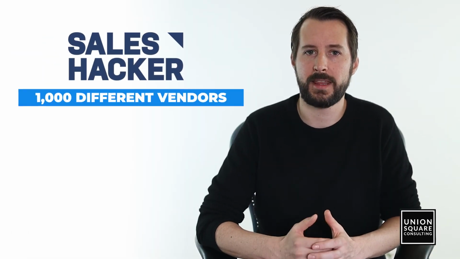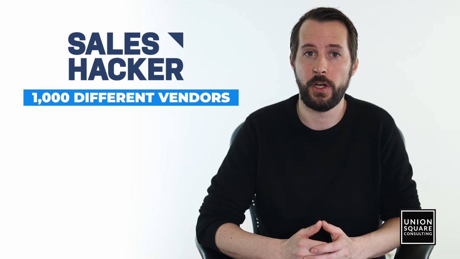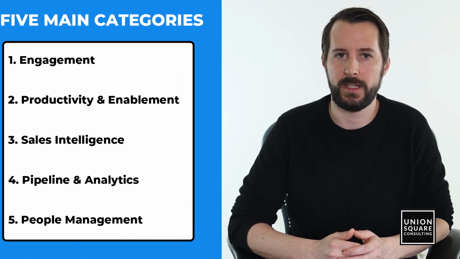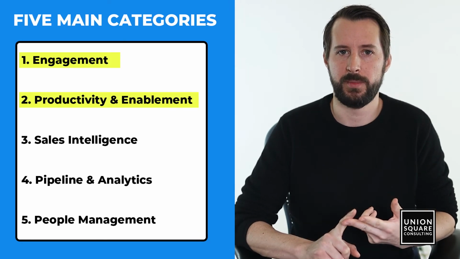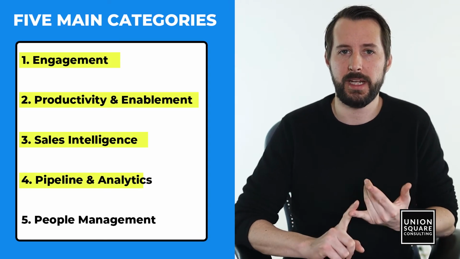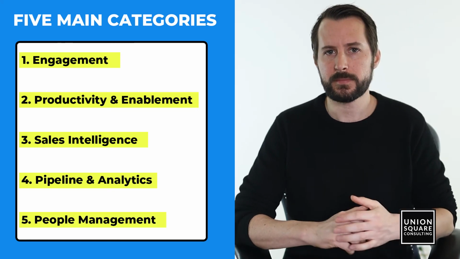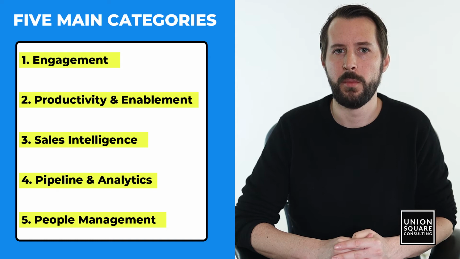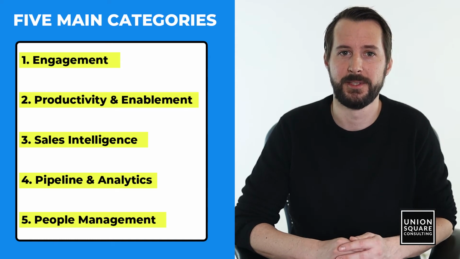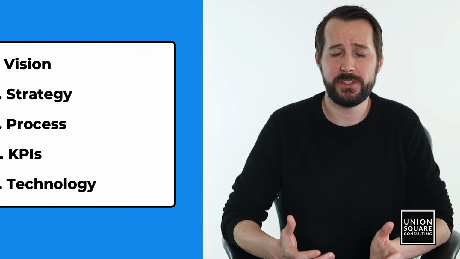Okay, so now that we have integrations covered, let's talk about the rest of the revenue tech stack. According to Sales Hacker, there are almost 1,000 different vendors in the sales tech stack alone, and they break that into 5 main categories: engagement, productivity and enablement, sales intelligence, pipeline and analytics, and finally people management. I'll go over this in more detail in a separate video, but suffice to say this is a lot to digest. And it's just as overwhelming when we look at the marketing technology landscape and the service technology landscape as well, especially if we're including project management, account management, and all the other things that go into serving your existing customers. So where do we start?